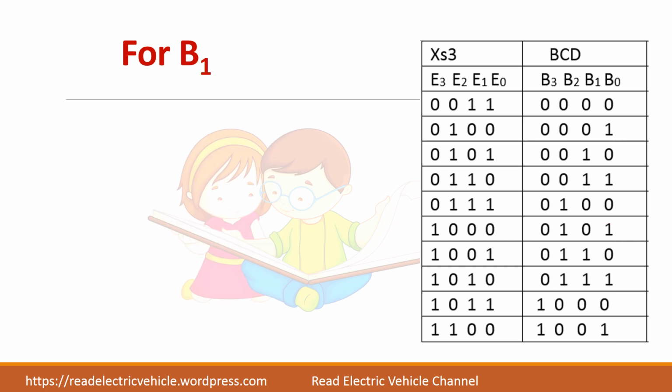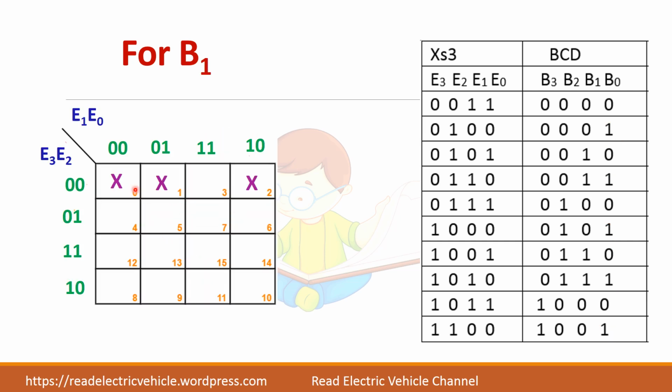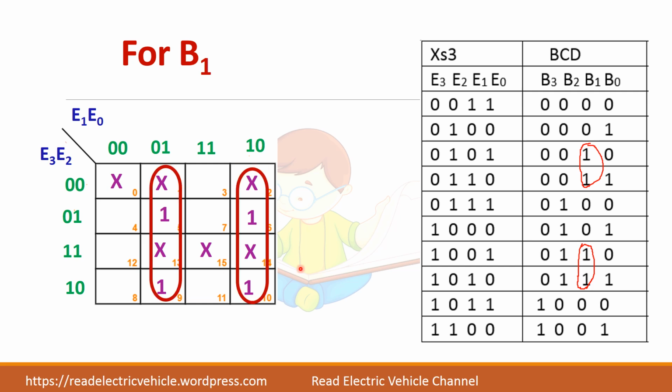For B1, let us mark the don't cares first. Then how many ones are there? 4 ones are there. Mark it. Now remaining don't cares will be here. So let us combine these two ones together and these ones together. So this is the expression. For this one the common term is E1 bar E0, and for this the common term is E1 E0 bar.